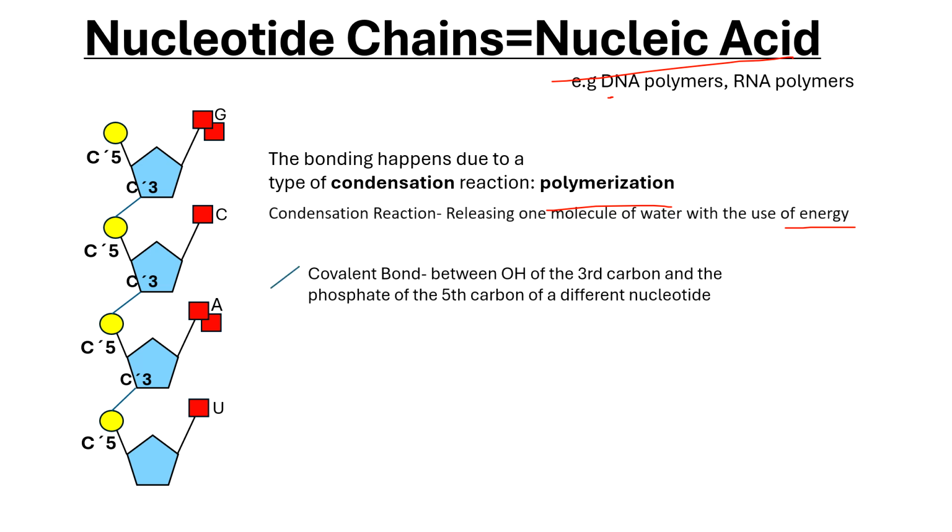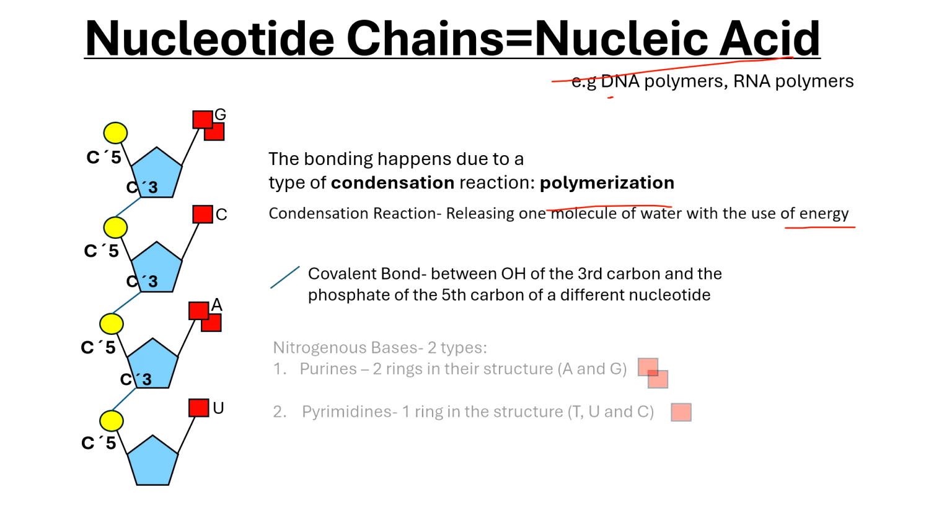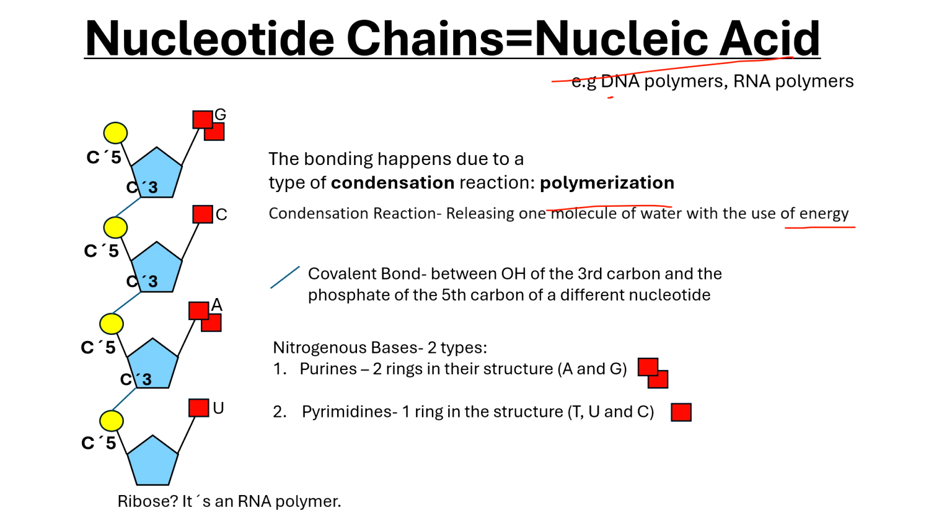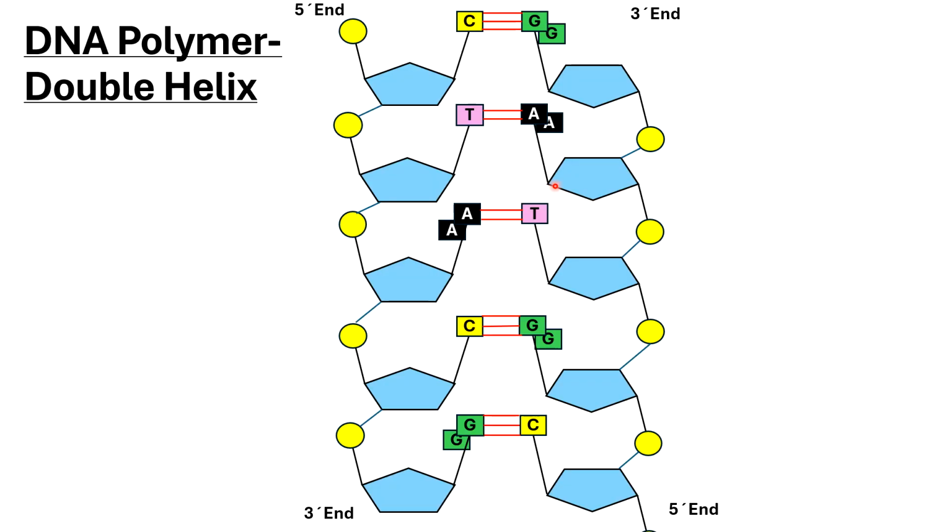So we have that this covalent bond is between the hydroxyl. Looking at DNA, we'll see that it has a double strand. So one of them will have the 5th end on this side and the 3rd end on this side, and the other one will have the opposite orientation. This essentially means that it is anti-parallel, and this gives it the double helix shape.